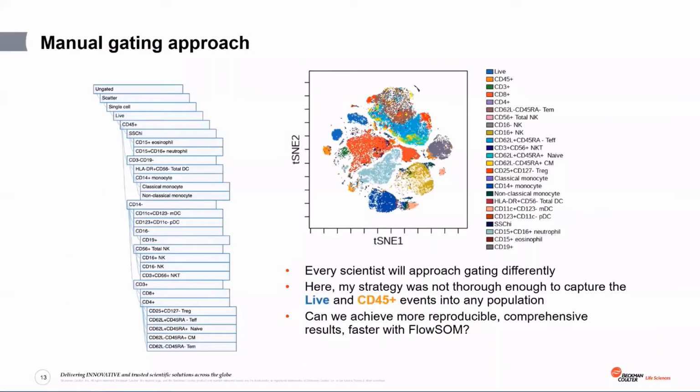So here's the basic gating hierarchy that I assigned to this sample. You likely would have done something different, maybe a little different, maybe very different. You can see the events that were excluded from my gating hierarchy labeled as just live and CD45 positive on the viSNE map. Let's see how we can use FlowSOM to generate more reproducible, comprehensive results very quickly. So now we'll take a look in the Cytobank platform.